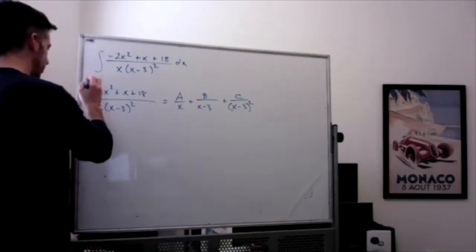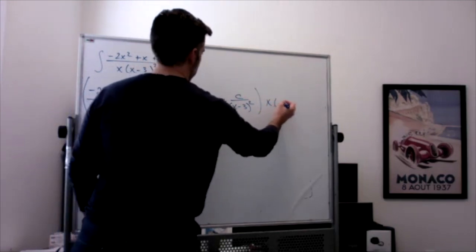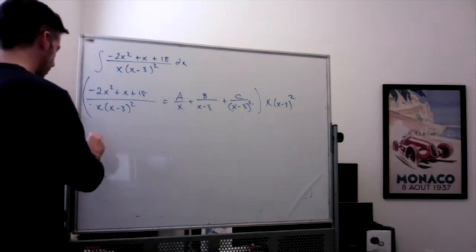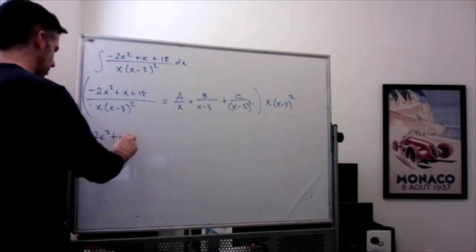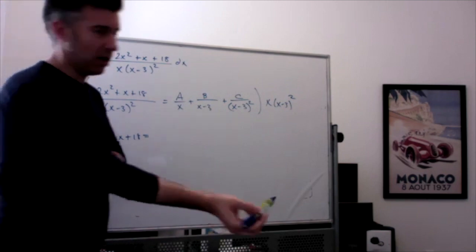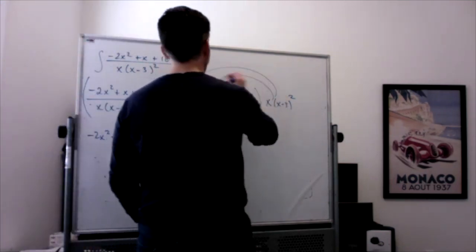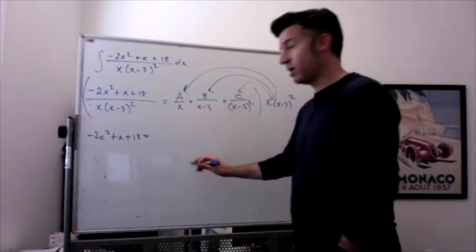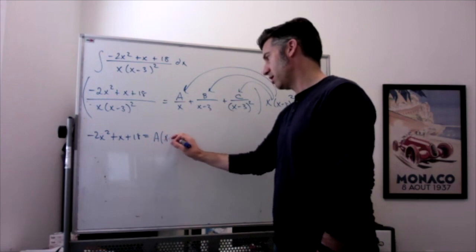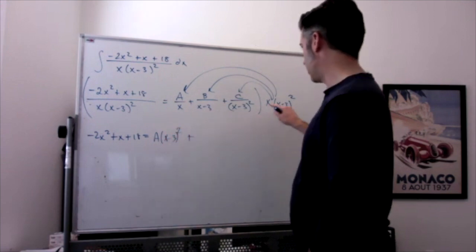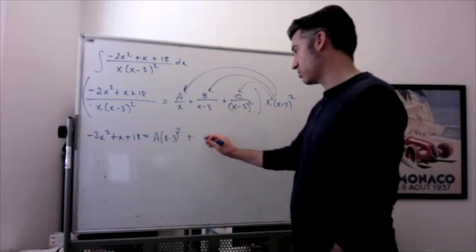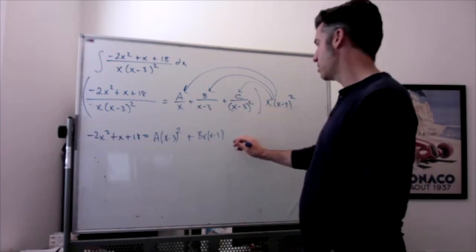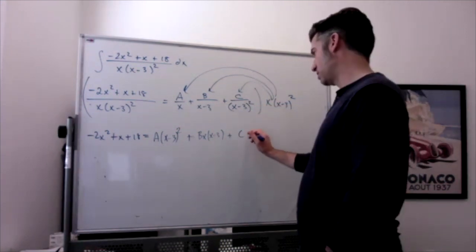Then we're going to multiply both sides by the common denominator. The left side, you always just get the numerator, negative 2x squared plus x plus 18. The right side, depending on what you multiply by, various things cancel out. So when you multiply this by that, the x's cancel, and you get a times x minus 3 squared. When you multiply this by that, one of the x minus 3's cancel, and you get b times x minus 3. When you multiply this by that, both of the x minus 3's cancel, so you get c times x.